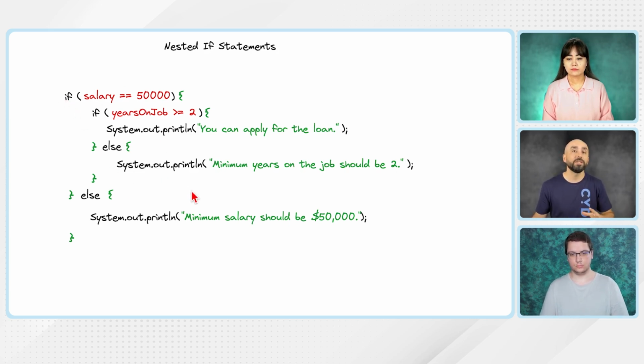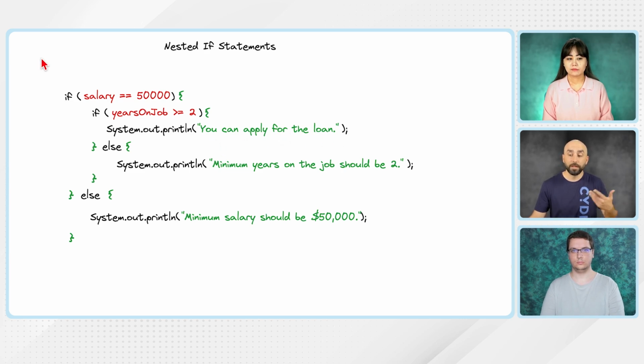This is called nested statements, and in this case, nested if. Again, first we will check if the salary is 50,000. If the salary is 50,000, the condition is true, and it is going to go inside and check the other if statement. If the other statement's condition is not true, it is going to go to else. If the second if statement's condition is true, it is just going to execute the statement, which is you can apply for the loan.